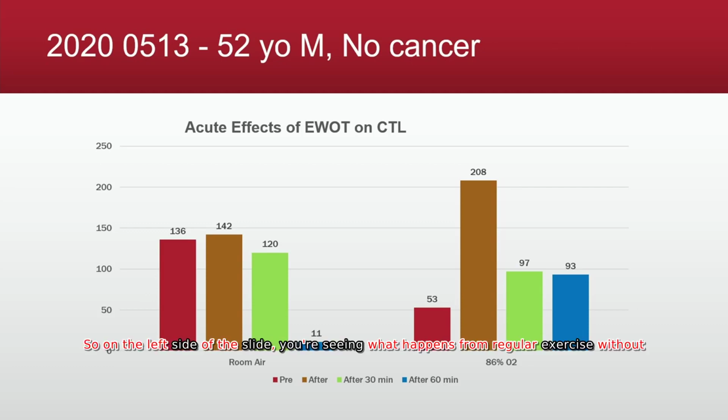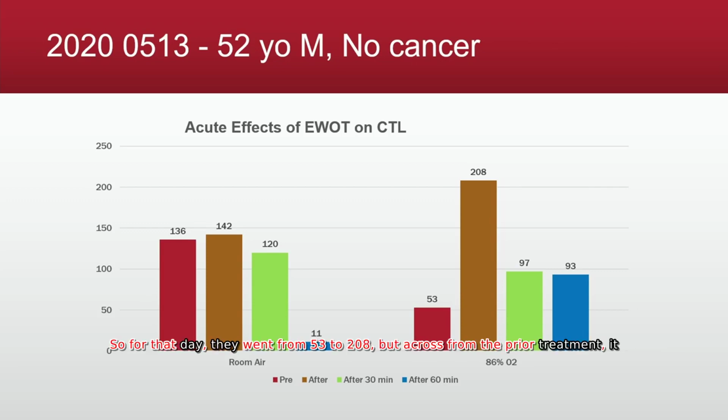On the left side of the slide, you're seeing what happens from regular exercise without breathing in added oxygen. On the right side, you see what happens if someone does the same exercise protocol, but this time breathing in 86% oxygen, which is more oxygen than would be in room air. The difference is how much more the cytotoxic T lymphocytes increase.